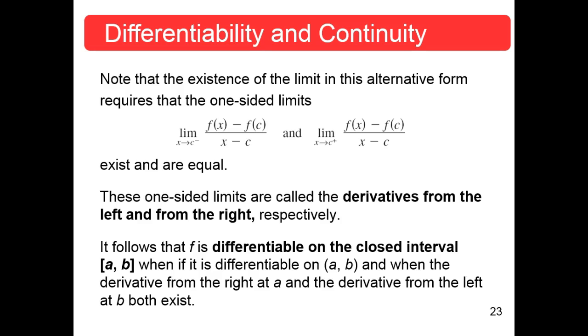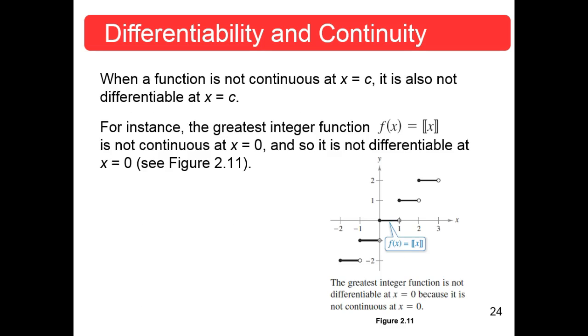In other words, this derivative is differentiable here, and if the same derivative gives you this value you would expect to x equal a from the left, or x equal b from the right, both of those exist, then it's differentiable on the closed interval as well. Okay, when the function is not continuous at x equals c, it is also not differentiable at x equals c.